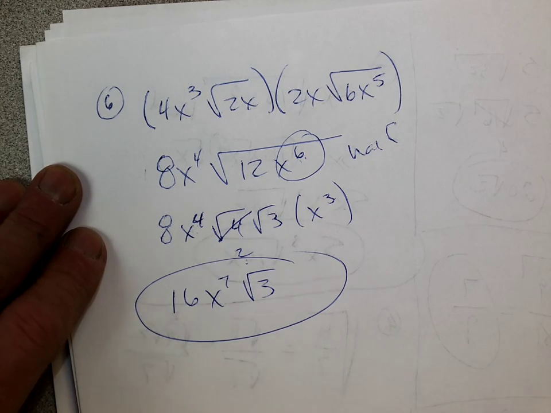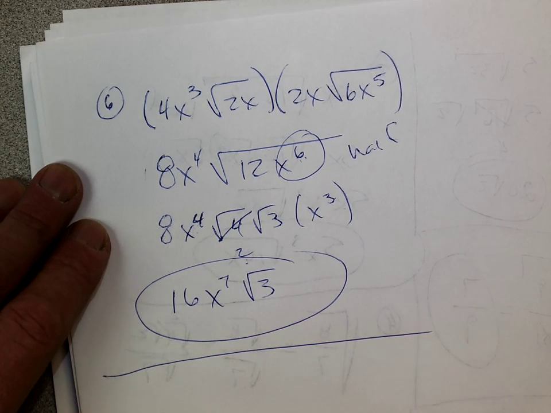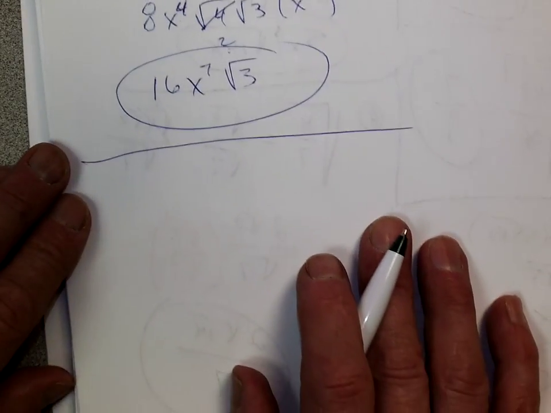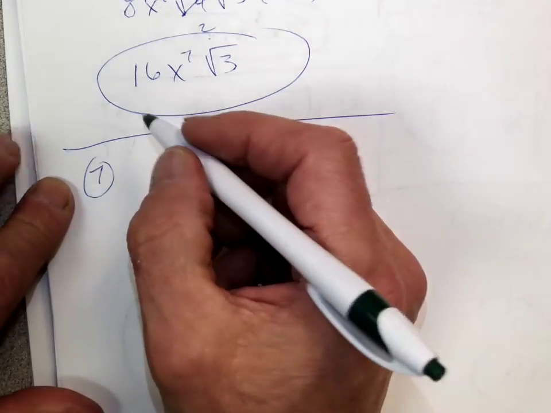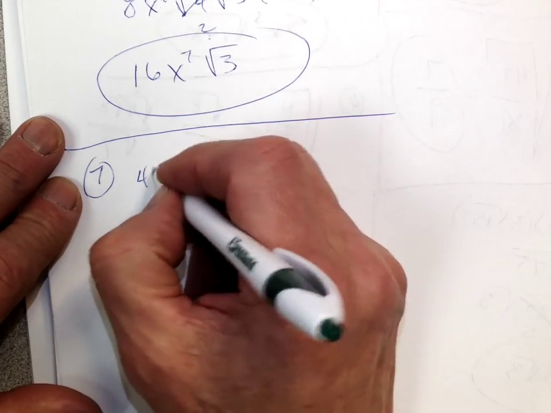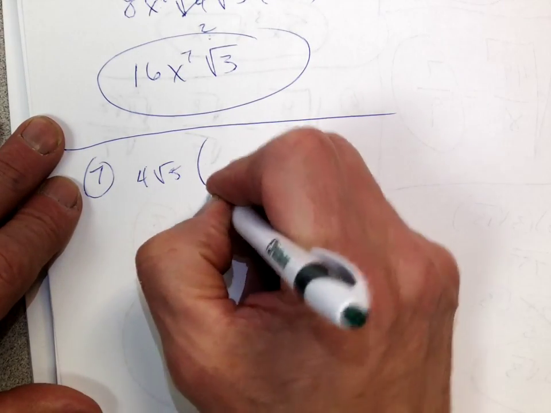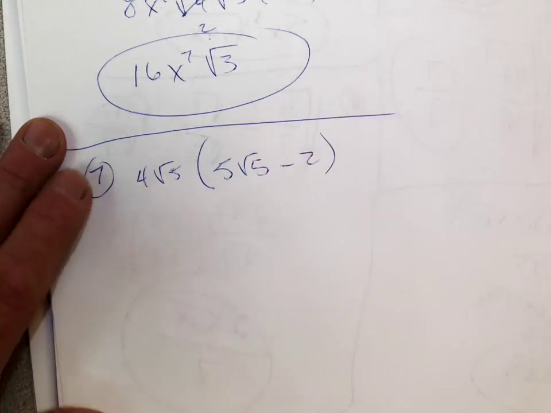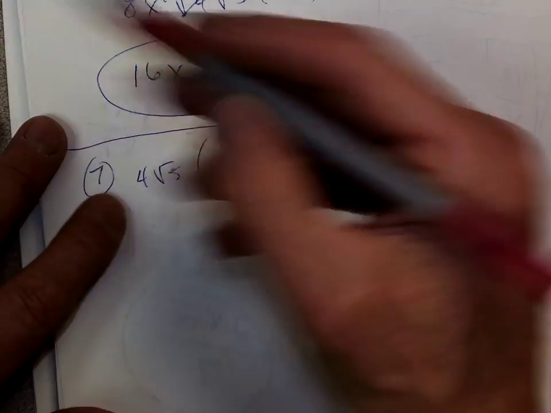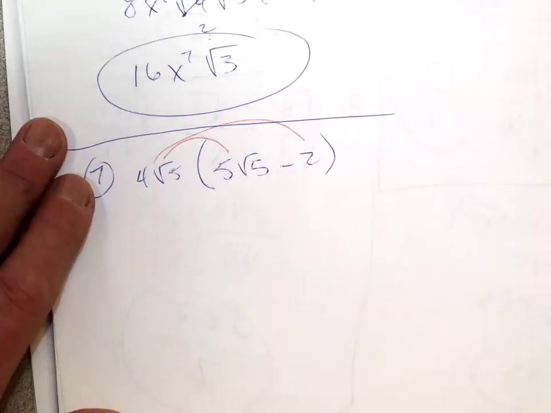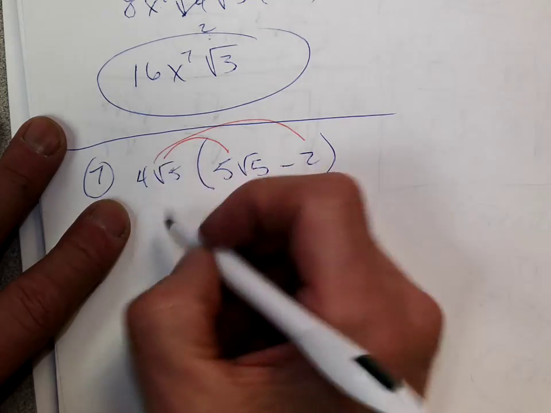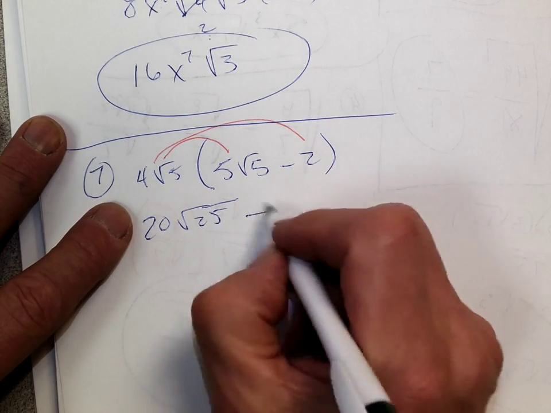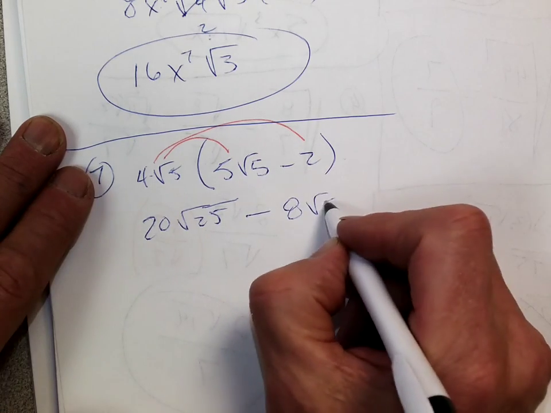Okay? That makes sense. Slide it up for number 7. How am I doing? Okay, 7. 4 square roots of 5 times 5 square roots of 5 minus 2. Okay, I'm just going to distribute. I'm going to go this times this, this times this. So I get 20 square roots of 25 minus 8 square roots of 5.